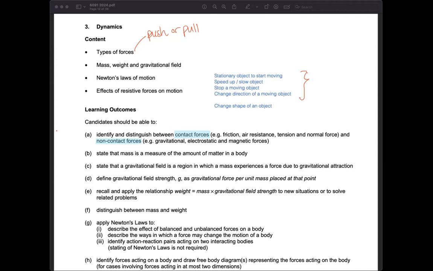Okay, so when an object is not moving and it remains not moving, there is no change in motion. Clear? How about when the object is moving at a constant speed in the same direction? For example, a car is moving forward at 10 meters per second and it continues to remain at that speed in the same direction. Is there any change in motion?